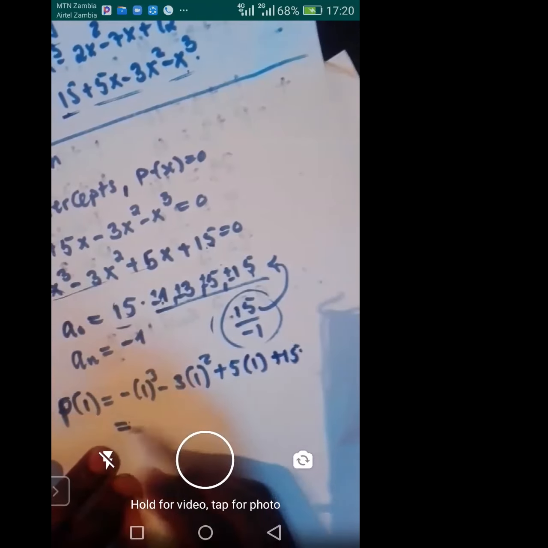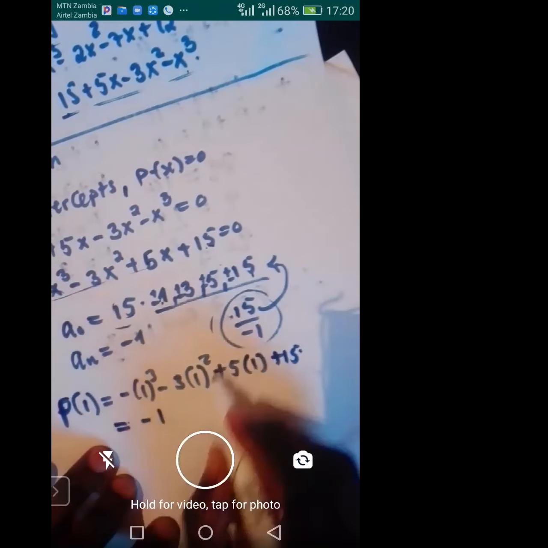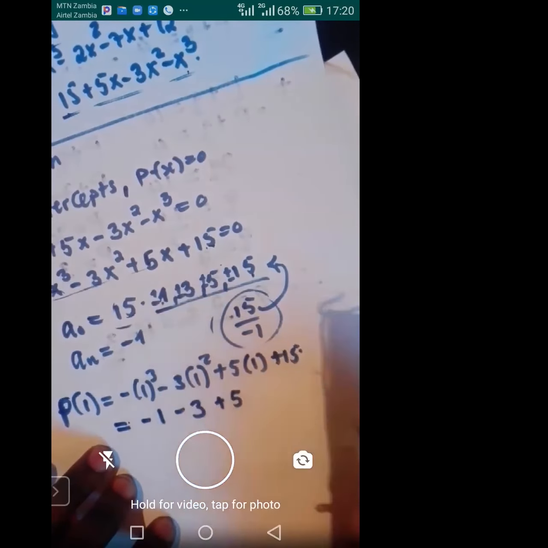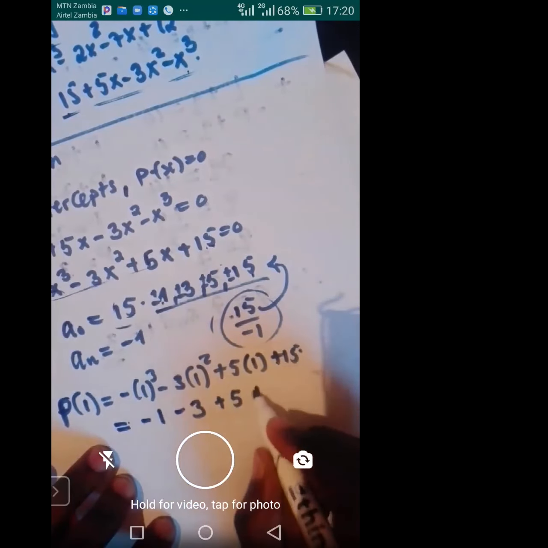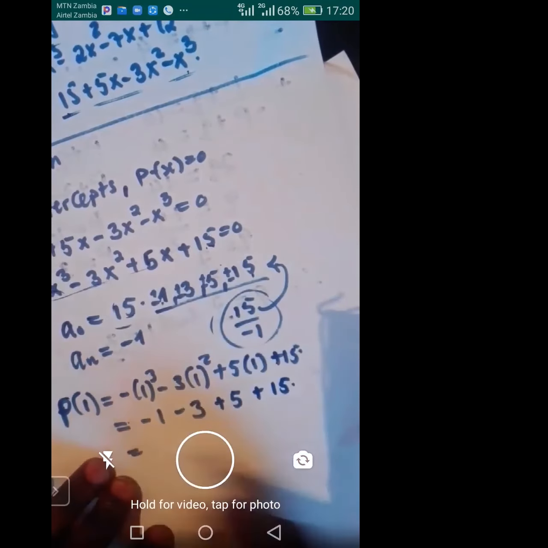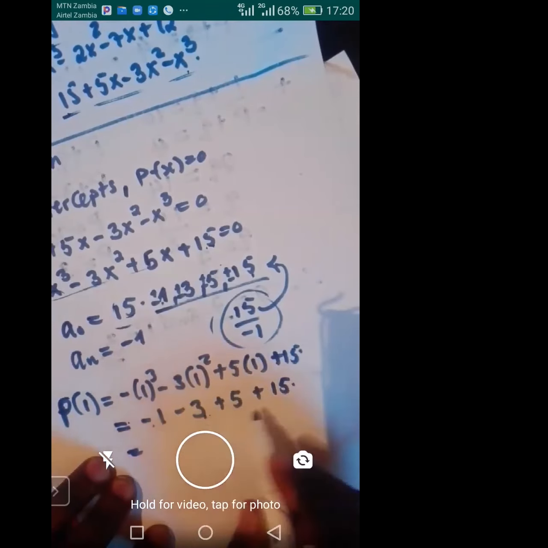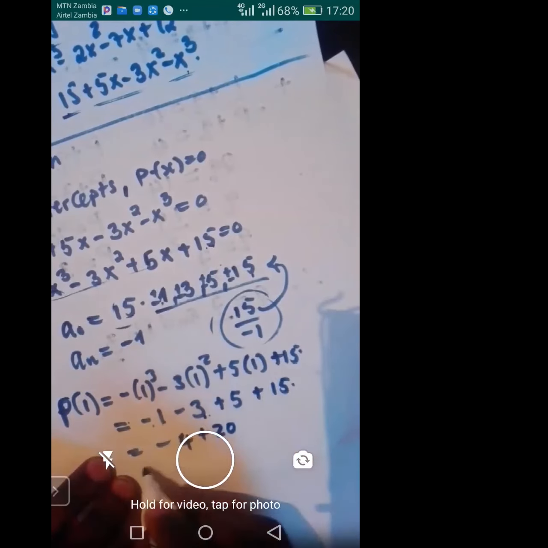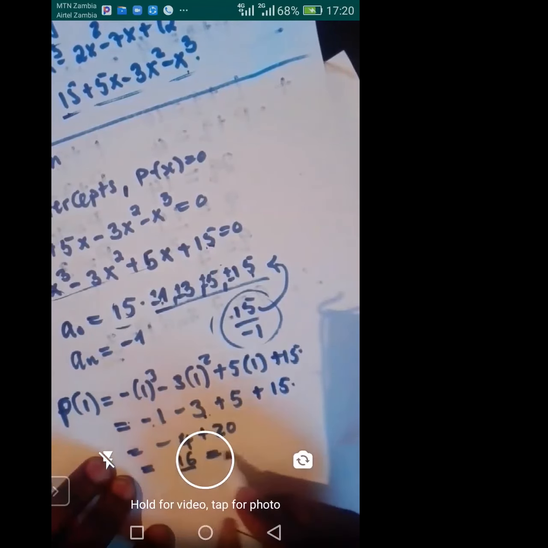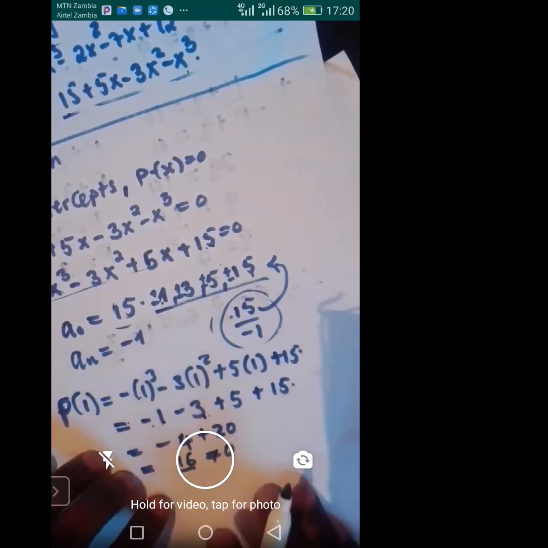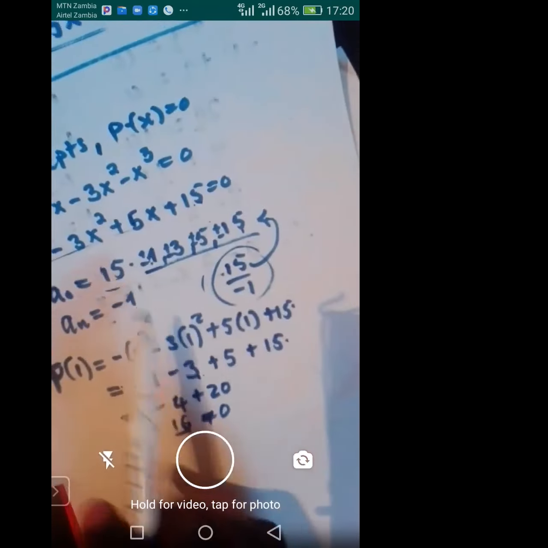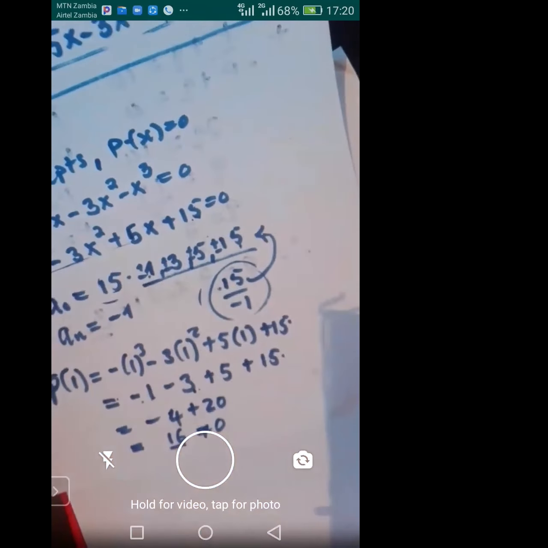So we are going to have -1, -3, plus 5, and plus 15, which is equal to this one plus this one. You get -4, 2. You get 16, not equal to 0. That is not equal to 0. You go on. So if you're -1 here, I'm sure it can't work. So let's try 3.